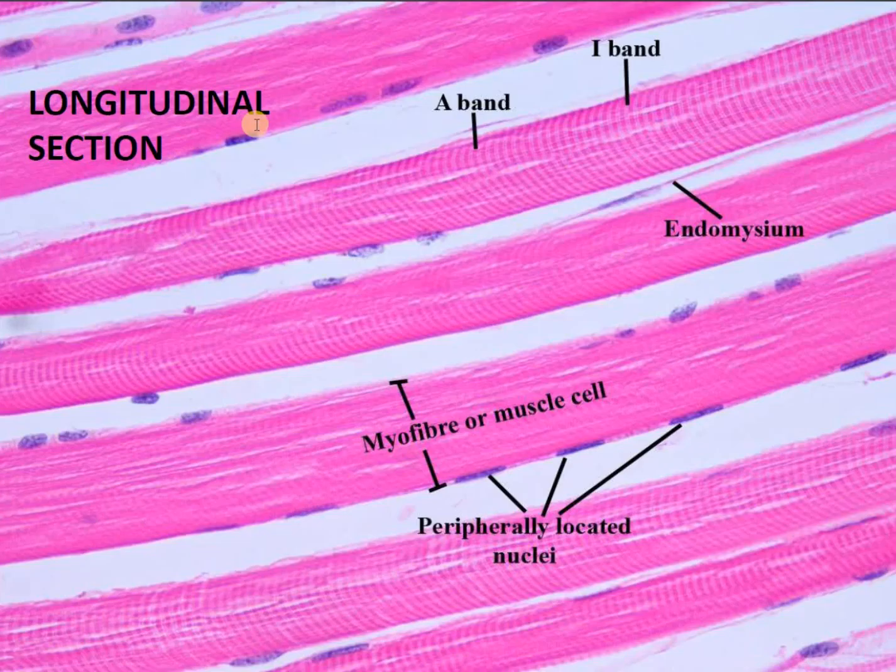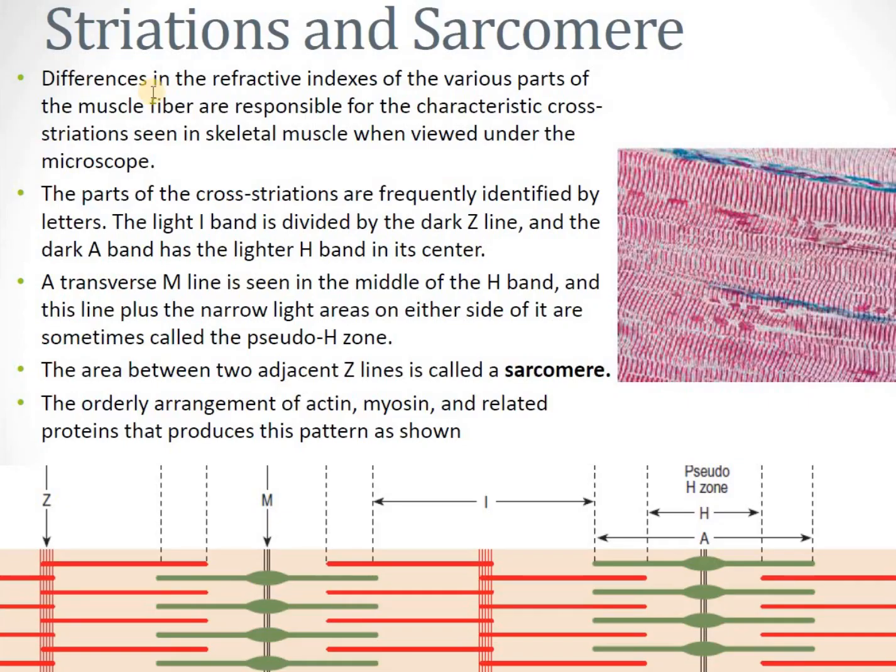So here is another picture under a microscope for you. This shows how the A band, I band and endomysium look in a longitudinal section. The myofibril or muscle length is this, and the nuclei are peripherally located, the outwardly located nucleus. Now we will see about the striations and the sarcomeres. Differences in the refractive index in the various parts of the muscle are responsible for the characteristic cross striations, which are visible under a microscope. These cross striations are frequently identified by these letters.